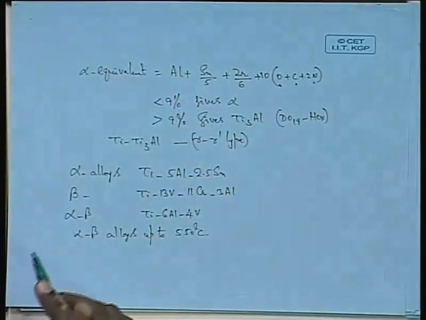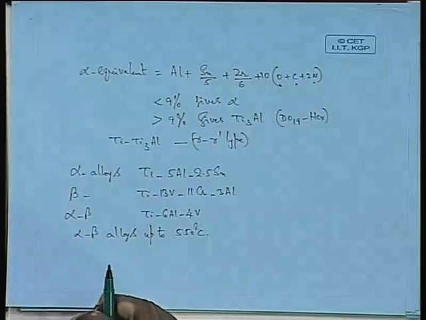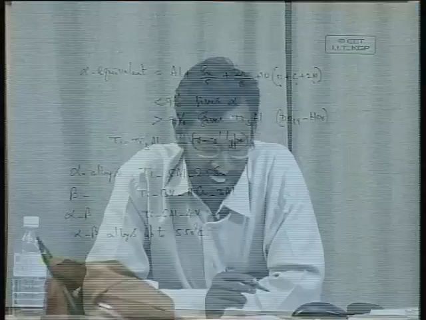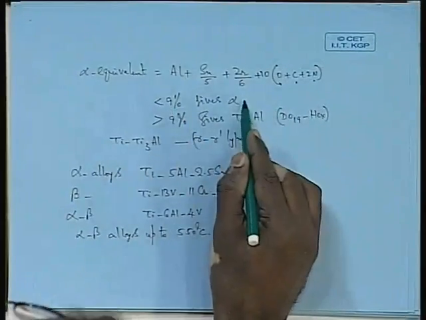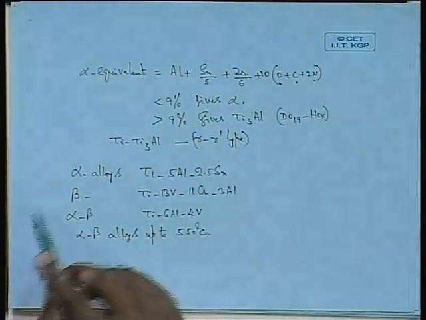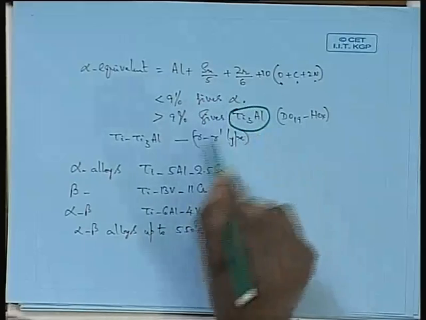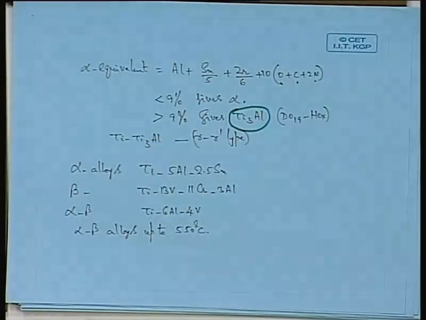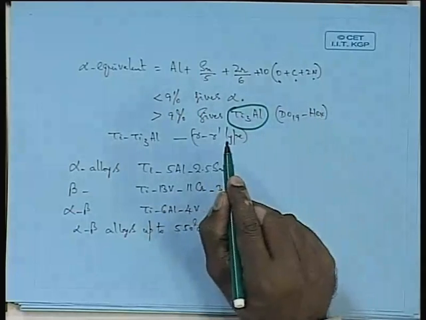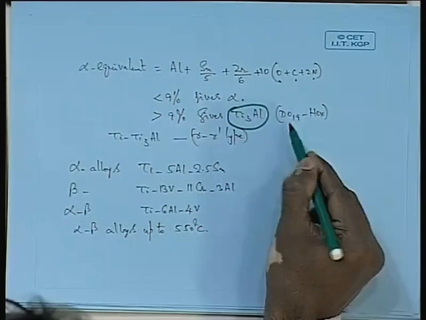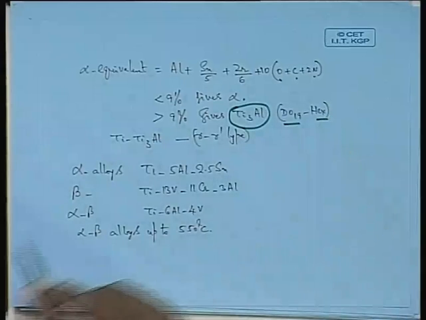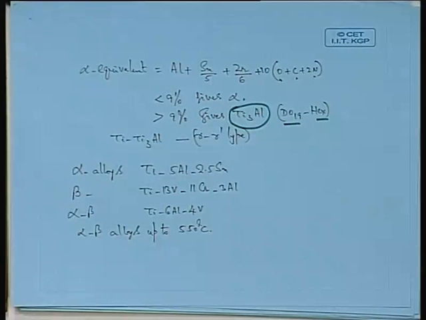And if this carbon equivalent, alpha equivalent, sorry, I should not call it carbon equivalent. If the alpha equivalent is less than 9%, you get alpha. If it is more, then you end up in a compound called Ti3Al. And Ti3Al is an ordered compound with a DO19 type of structure, which is basically a hexagonal type of structure and a high melting compound. But the only problem is its formability is poor.